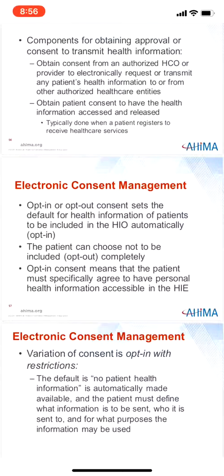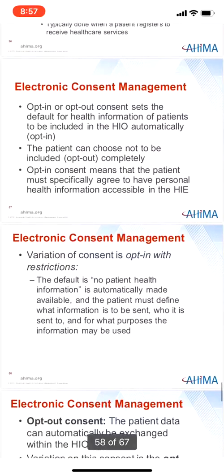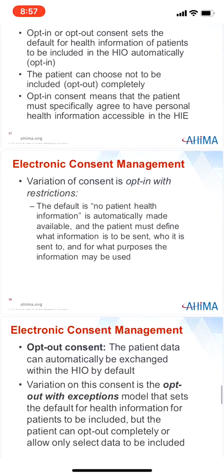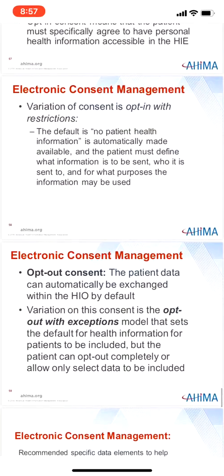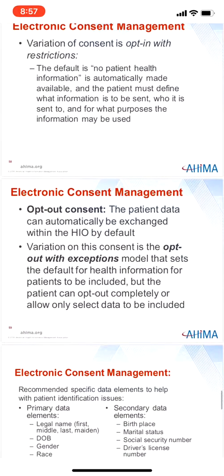Opt-in consent means that the patient must specifically agree to have personal health information accessible in the HIE. And you have variations of consent. You can opt in with restrictions. The default is no patient health information is automatically made available, and the patient must define what information is to be sent, who it is to be sent to, and for what purposes the information may be used. On the opt-out side, with exceptions, it sets the default for health information for patients to be included, but the patient can opt out completely or only select data to be included.